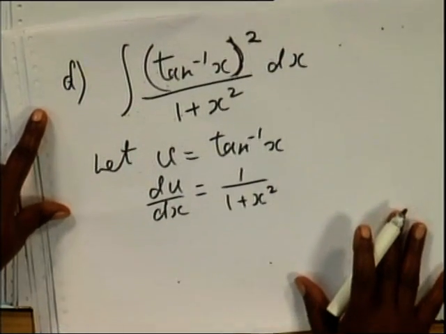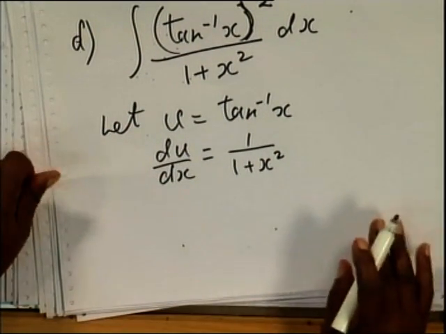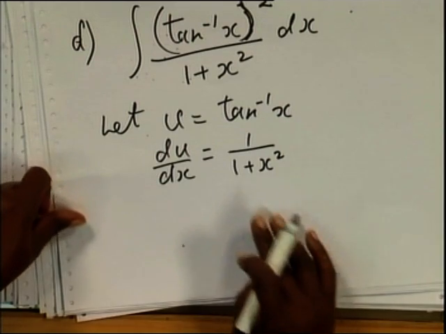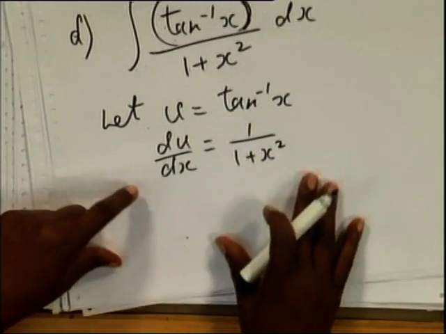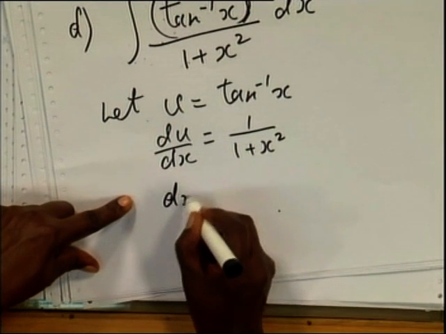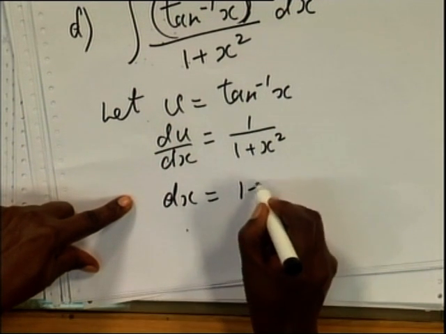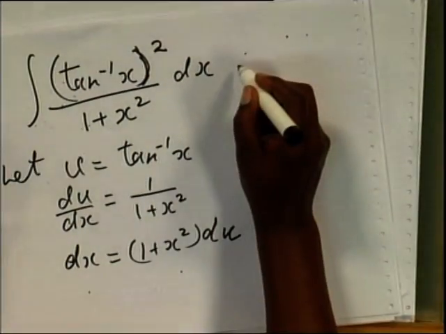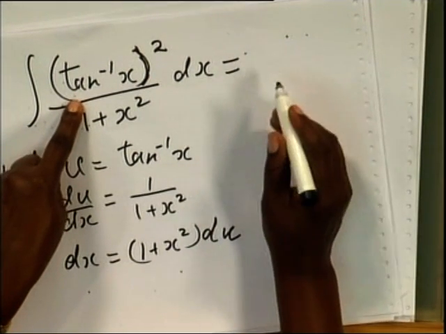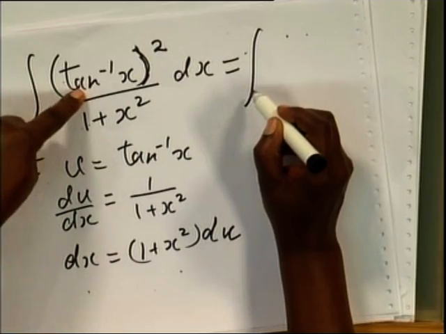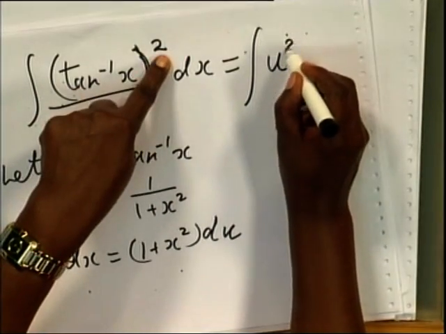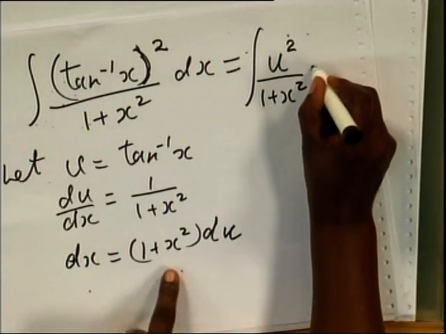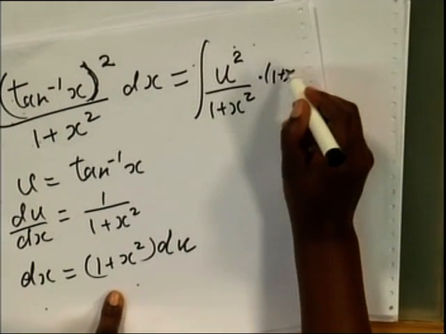Remember when we dealt with the integrals of arctan, arcsec, arcsine, arccos, and all those. So this is the derivative of arctan. Now, make dx the subject of the formula. dx is equal to 1 plus x squared du. Go back and replace your integral here. My tan inverse is my u, and it is squared, u squared, over this expression here. Maybe it might go or it might not go. And my dx is 1 plus x squared du.